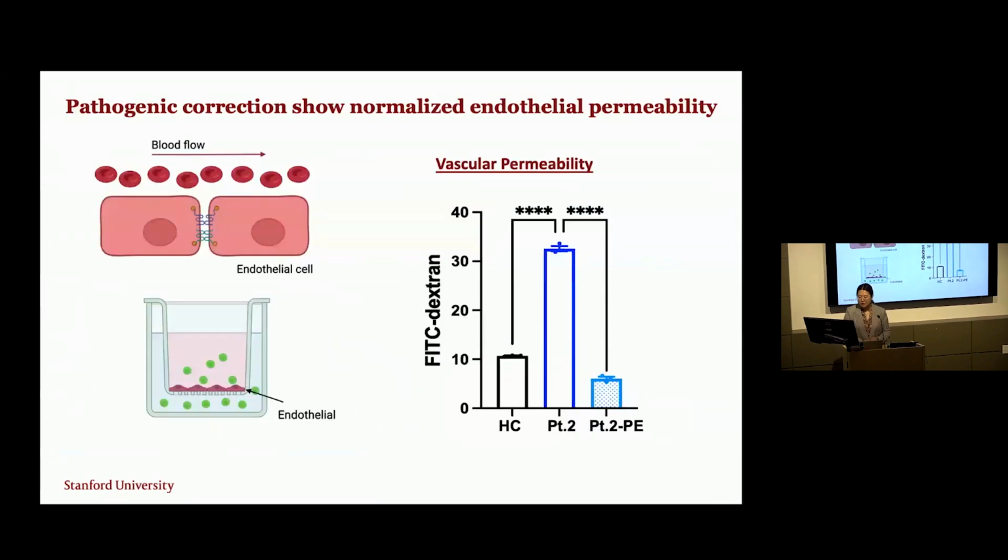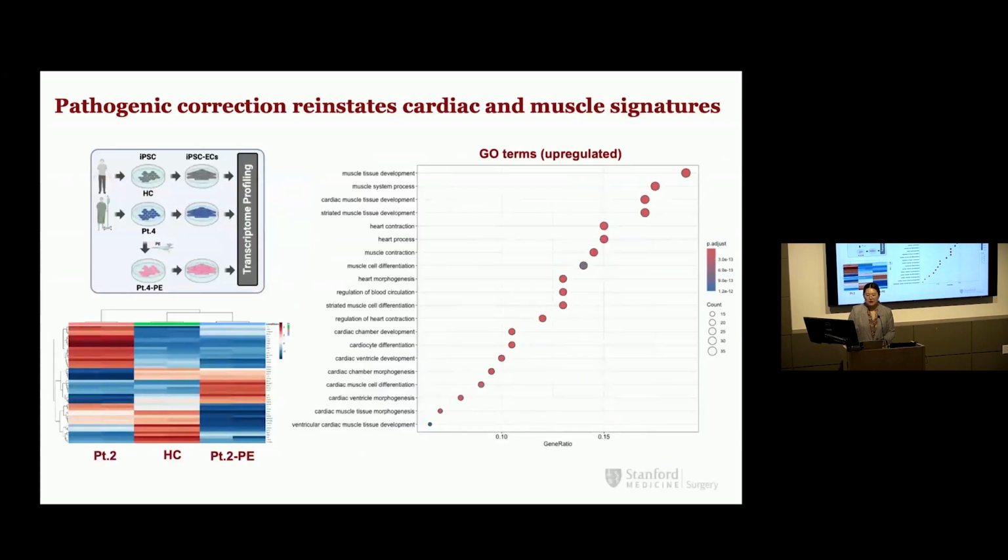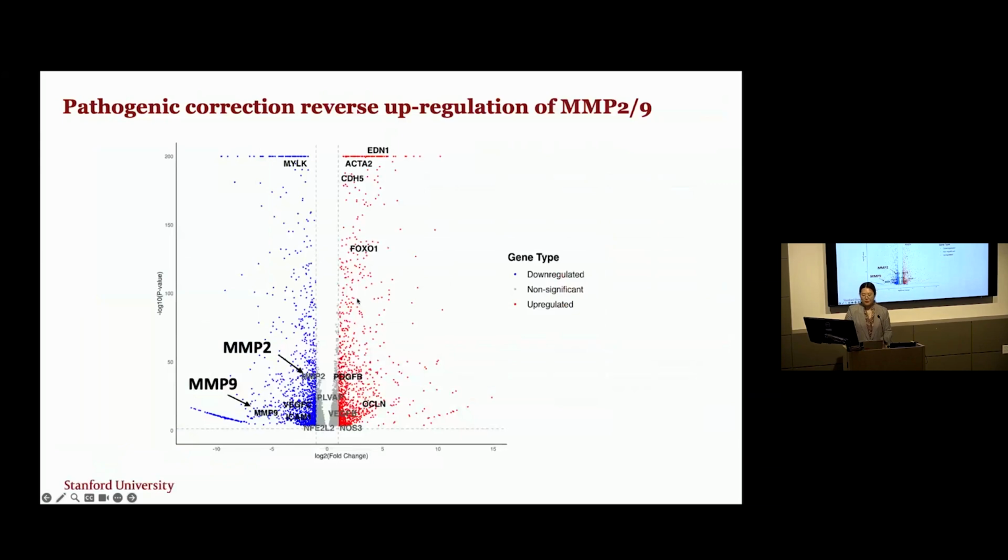Notably, we also found this pathogenic correction can normalize the endothelial permeability, bringing the level back to comparable to the healthy control. Based on the transcriptomic result, this pathogenic correction can reinstate the cardiac and muscle signatures. As expected, the upregulation of MMP2 and MMP9 was also decreased with the pathogenic correction, which corresponds to what we found before.